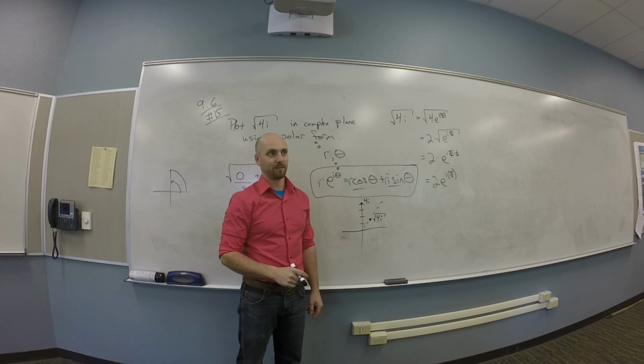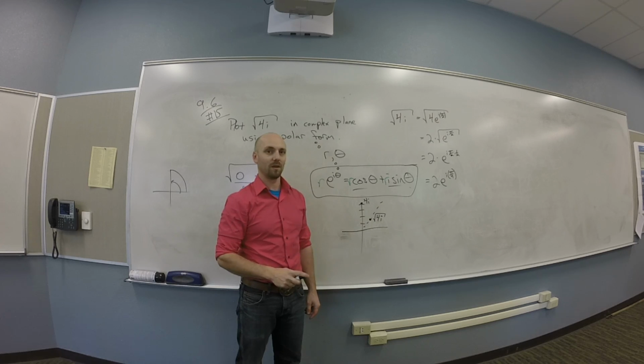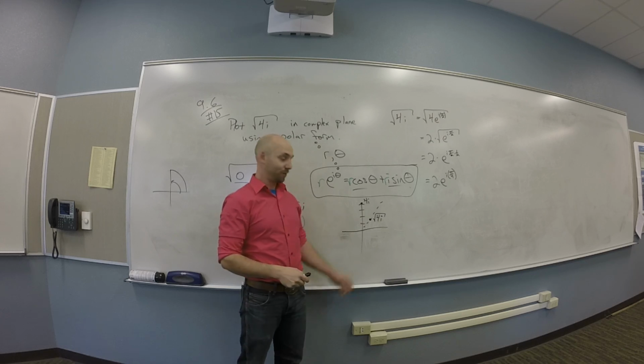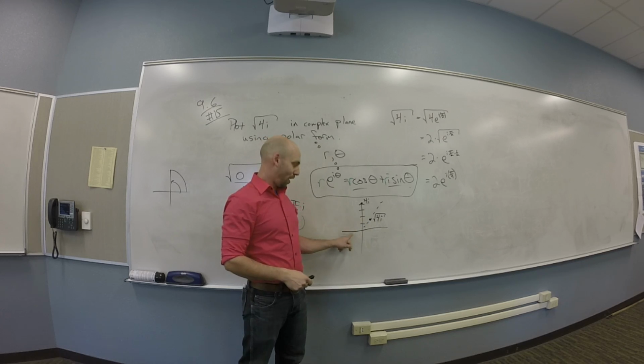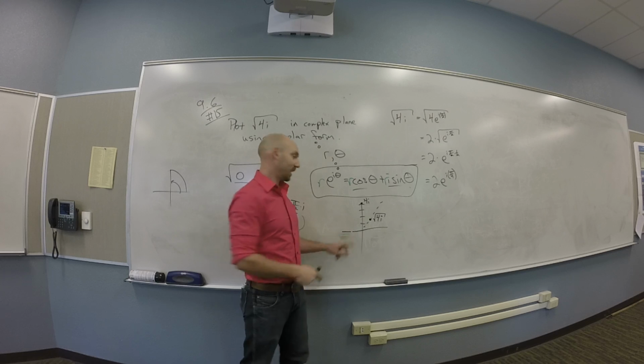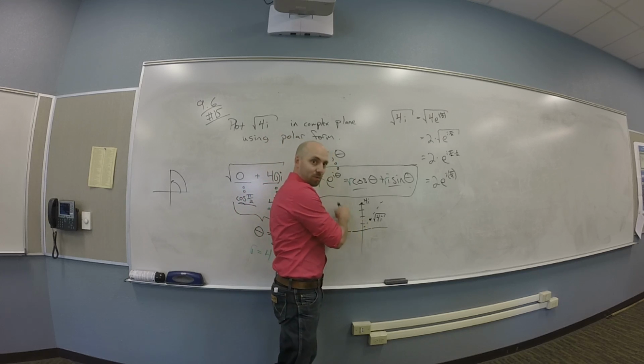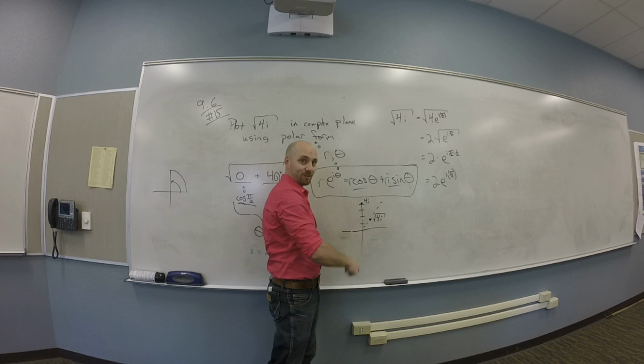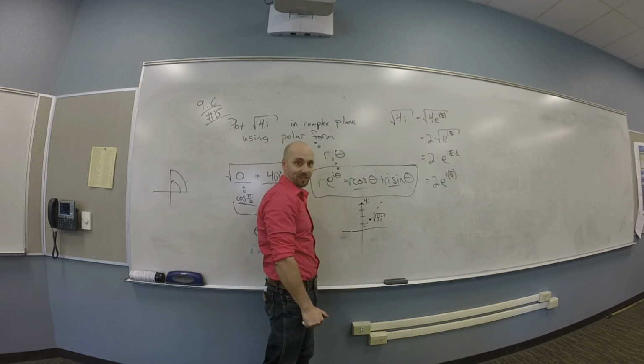Oh, I see. So what if it wasn't pi over 4? What if it was something weird, like pi over 3? If it was pi over 3, you'd think about pi, that's this angle here, and then you'd split it into 3 pieces. Or you might notice that pi over 3 is like 60 degrees.